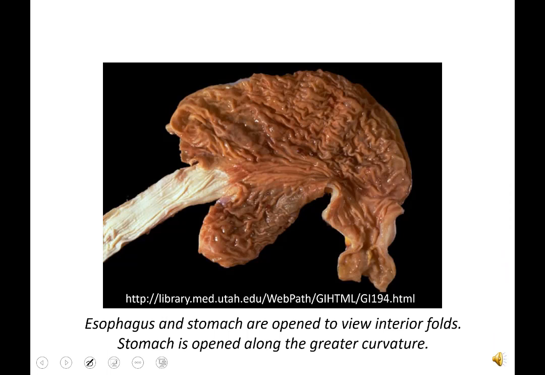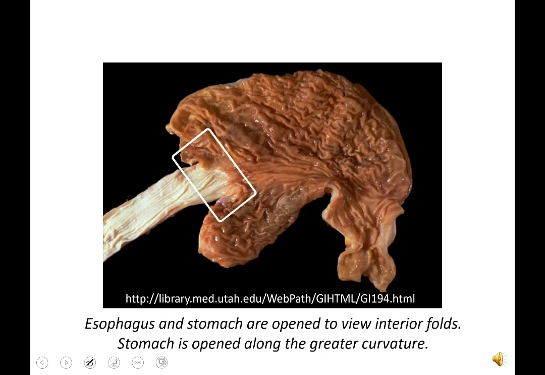This is what a stomach would look like with rugae. This picture has been cut down the esophagus and through the stomach and then just laid open. So you can see the rugae, and the rugae are the folds on the inside of the stomach. So this is a very normal, healthy looking stomach. The rugae allow for a huge amount of expansion.